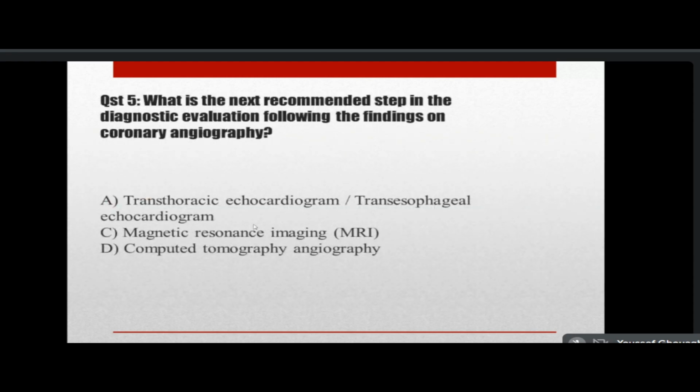Question number 5. What is the next recommended step in the diagnostic evaluation following the finding on coronary angiography? A. Transthoracic echocardiogram and transesophageal echocardiogram, MRI, or a computed tomography angiography. What is the next step?